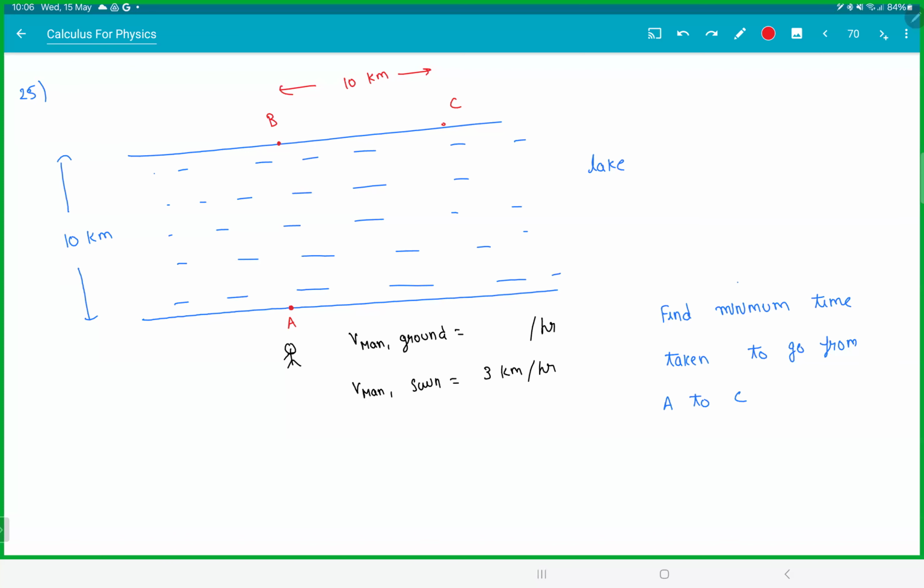16 by 3 hours. I don't remember the answer, but I don't think so. 16 by 3. Okay, we have one answer. Anyone else got 16 by 3? I don't remember the answer. 16 by 3, that is almost 5 hours, right?